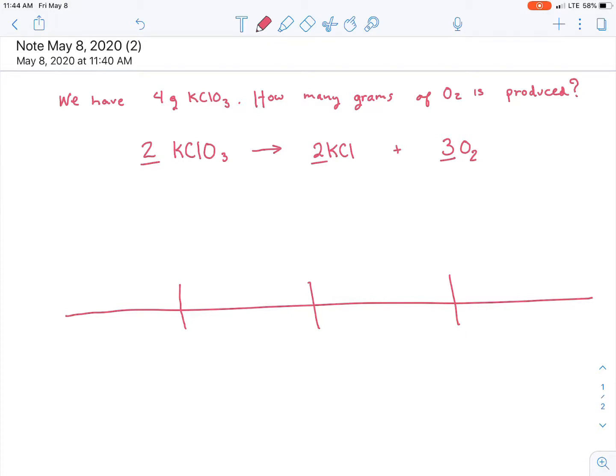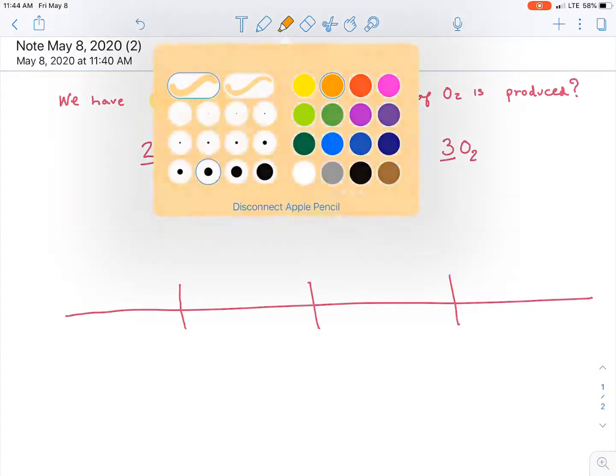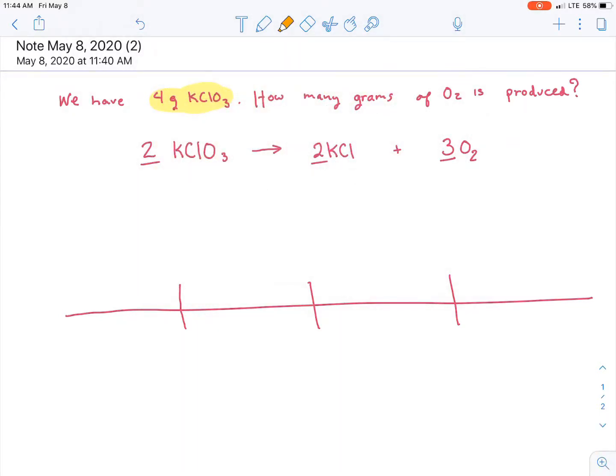First of all, it says we have 4 grams of potassium chlorate. How many grams of O2 is produced? Short and sweet, right? This is our given. We have this. Orange. This is our unknown. How many grams of O2? So there's our 2 things we're going to start with. We're going from grams to grams.